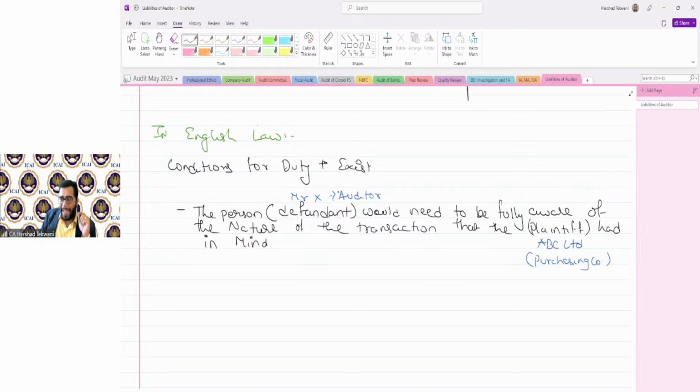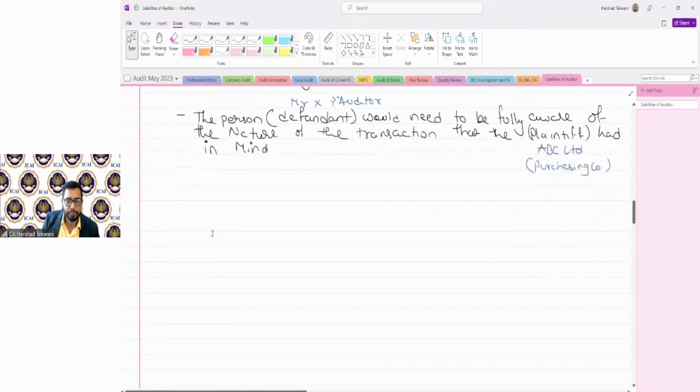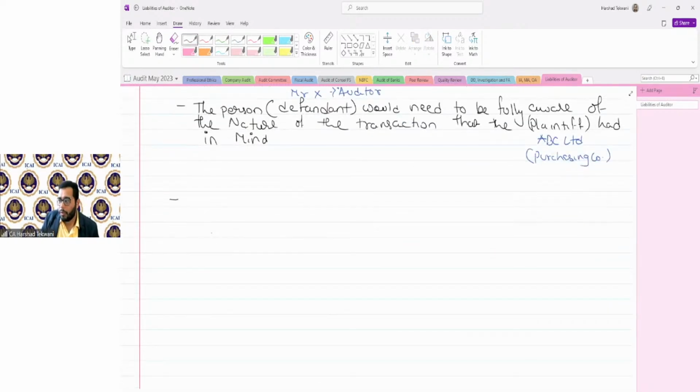means Mr. X should be aware of why and what ABC Limited is going to do, or what transaction ABC Limited is going to perform with the XYZ Limited. Okay. Number two, he must know that his advice or information would be directly or indirectly communicated to the plaintiff.